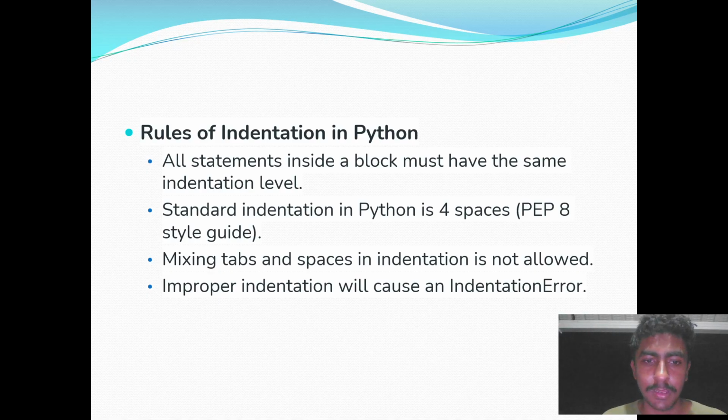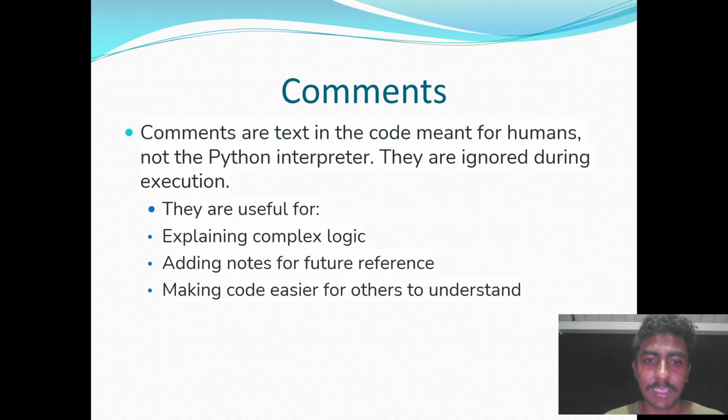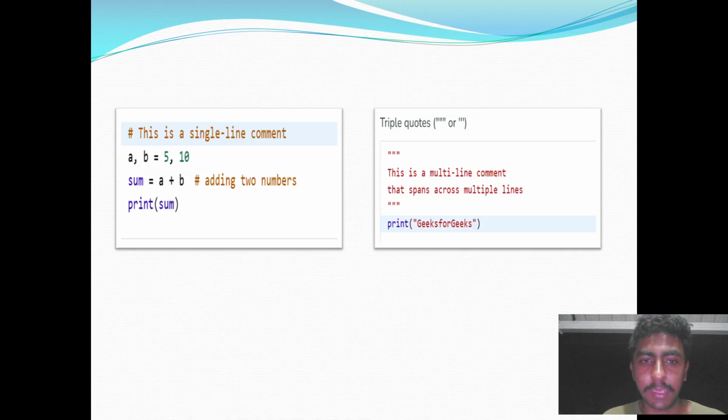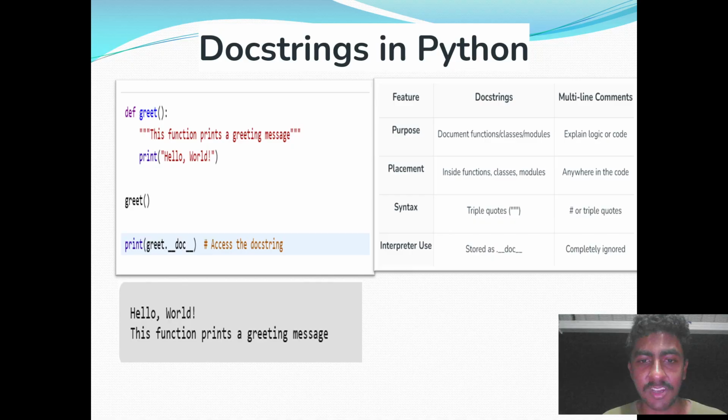The next one is comments. Comments are notes written for programmers. Python ignores comments during execution. For example, a comment followed by print hello. Here this is a comment. This is a single line comment which helps explain code, makes programs easy to understand, and is useful for future reference. The PPT also mentions docstrings, which are used to document modules, classes, and functions. We will study them in detail later.